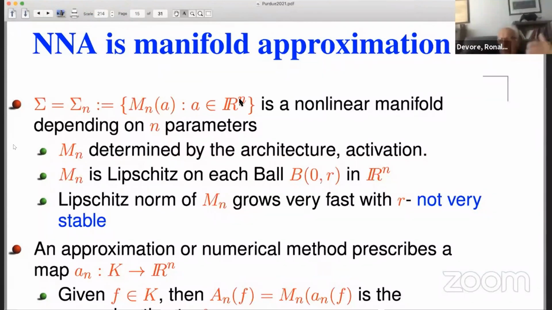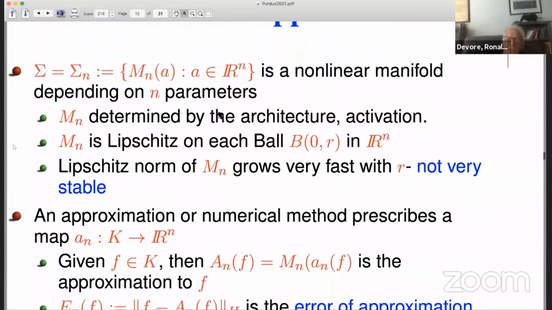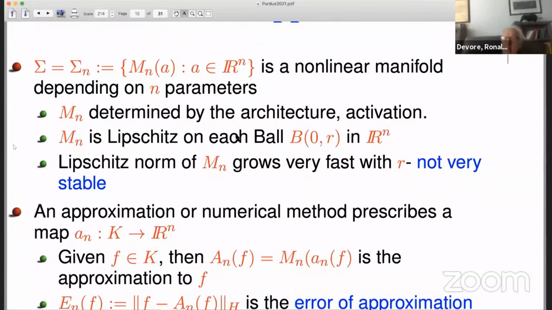Deeper and wider networks would use more and more parameters, right? But the collection of functions that you produce is a nonlinear manifold. As you vary the parameters, you get a different function, and this is the manifold. And this manifold has a little bit of structure, namely it's a Lipschitz manifold. You can prove that if you restrict the parameters to lie in some ball in Rn, this is the set of all parameters, that this is a Lipschitz function on this ball.